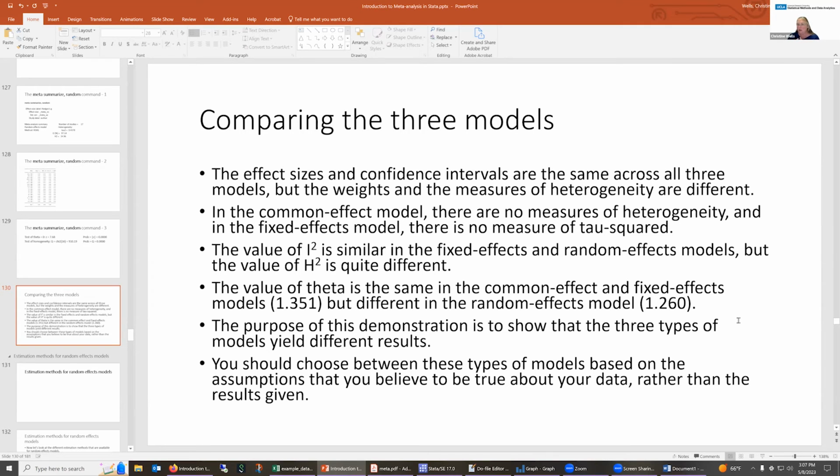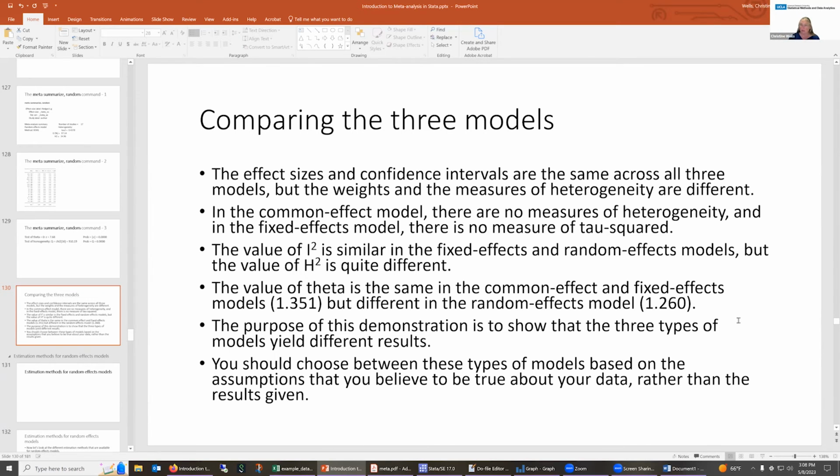The effect sizes and confidence intervals are the same across the three models, but the weights and the measure of heterogeneity are different, right? And that makes sense to us because the effect size and confidence intervals aren't calculated as part of a model. That's based on the data that we gave to Stata. So what Stata calculated was the weights and these measures of heterogeneity, and those differ between those three models. In the common effect model, there are no measures of heterogeneity because, again, remember, we assumed that that did not exist. So, of course, there's no measure of that.